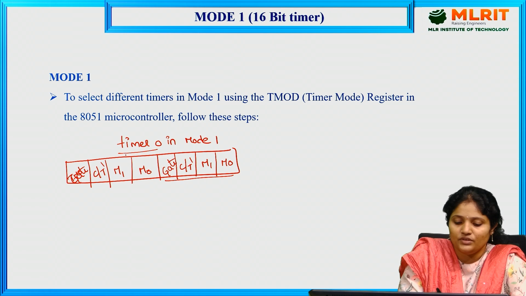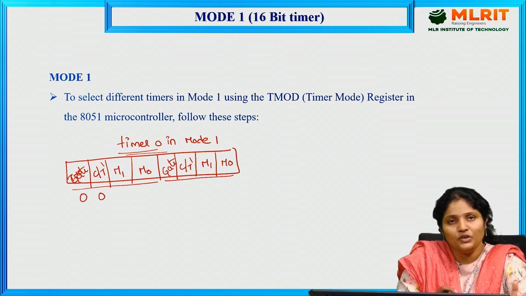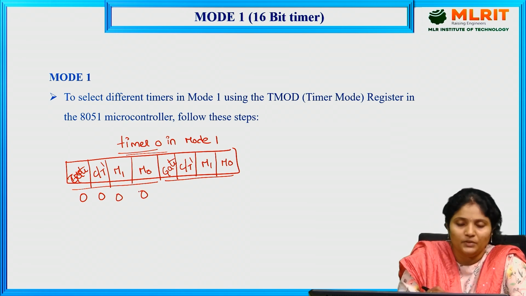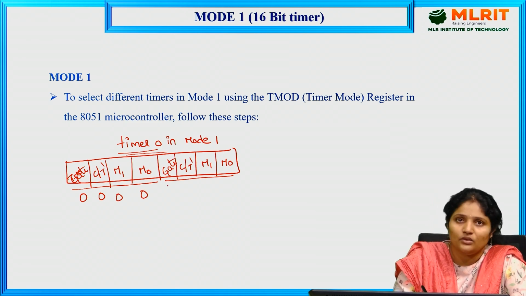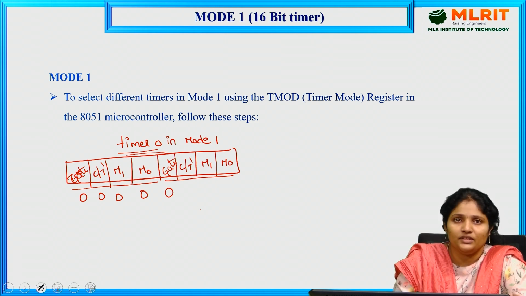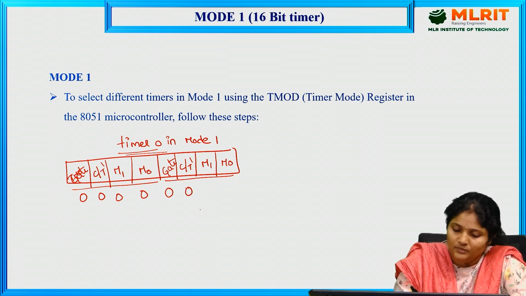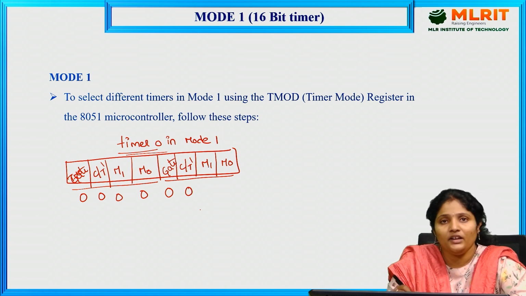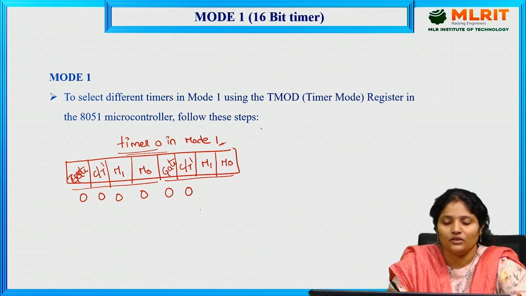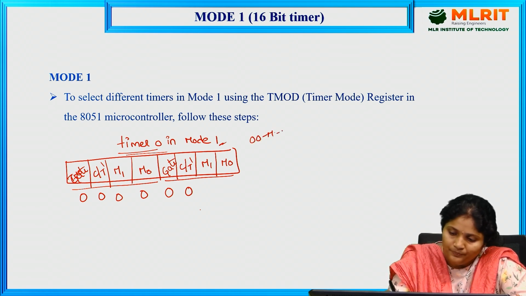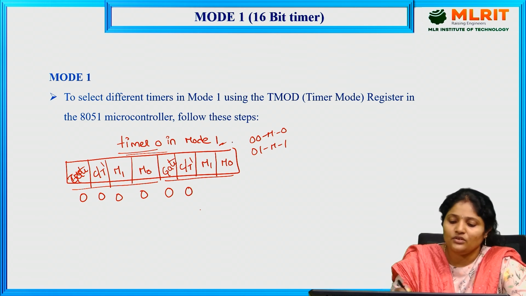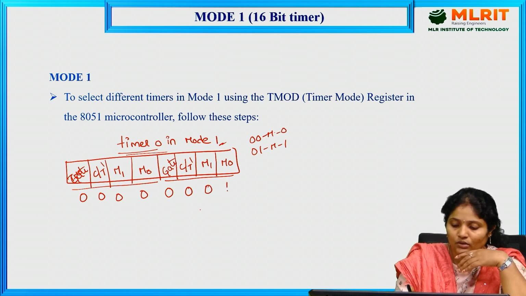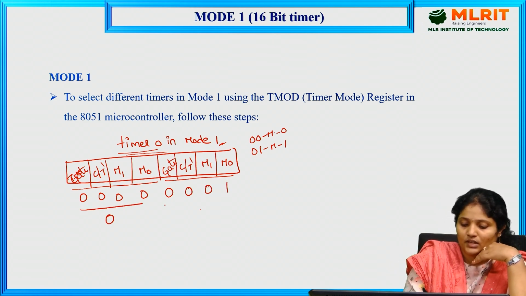Here I want to use timer 0. These are for timer 1. So if I am using timer 0, the timer 1 values will always be 0. Now the gate, I am using software only, that's why 0 will be there. C by T bar, now I am using this particular unit as a timer, so I need to keep 0 over here. What is the value I need to select in the mode pins M1 and M0? Mode 1 will be selected. For 0, 0 it is mode 0, and 0, 1 is mode 1. So here for mode 1 I need to write 0, 1.